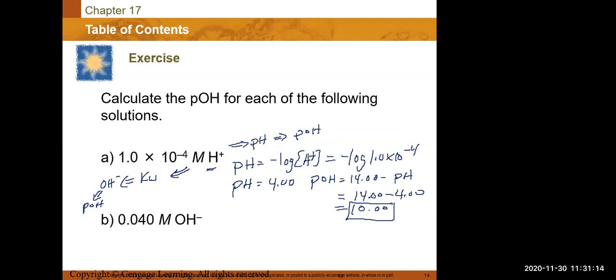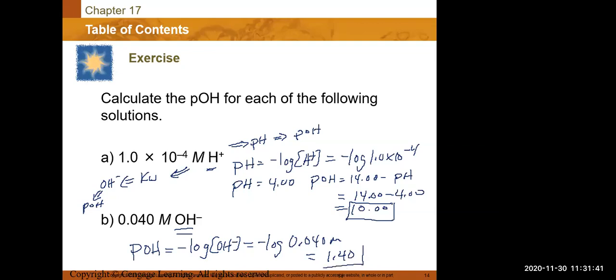Now, this second one here, we have the OH minus concentration, which means we could go right into our pOH. pOH is equal to minus the log of the OH minus. It's going to be minus the log of 0.04 molar, and minus the log of 0.04 is going to give us a pOH in this case of 1.40. Again, 2 significant figures here and 2 decimal places here. Same thing here, 2 sig figs, 2 decimal places. Any questions on either of those there?